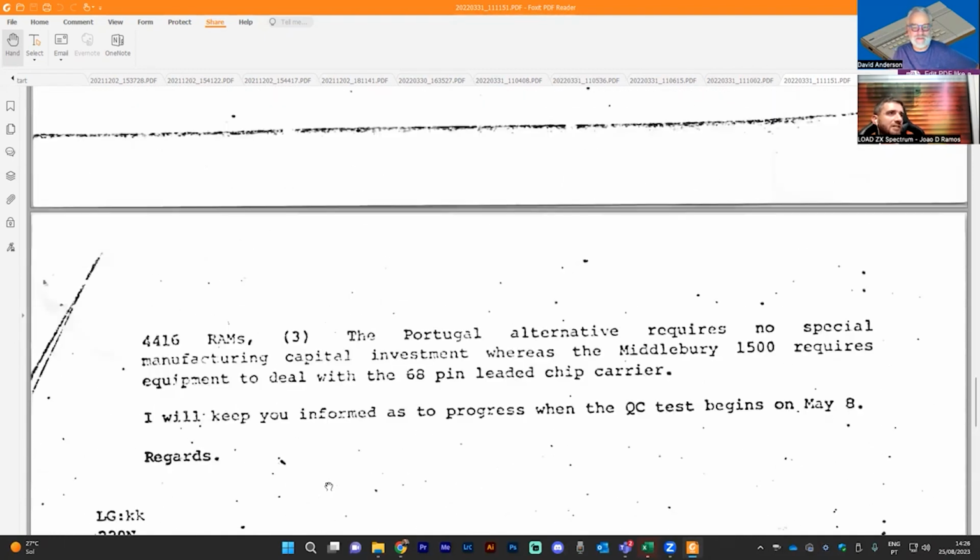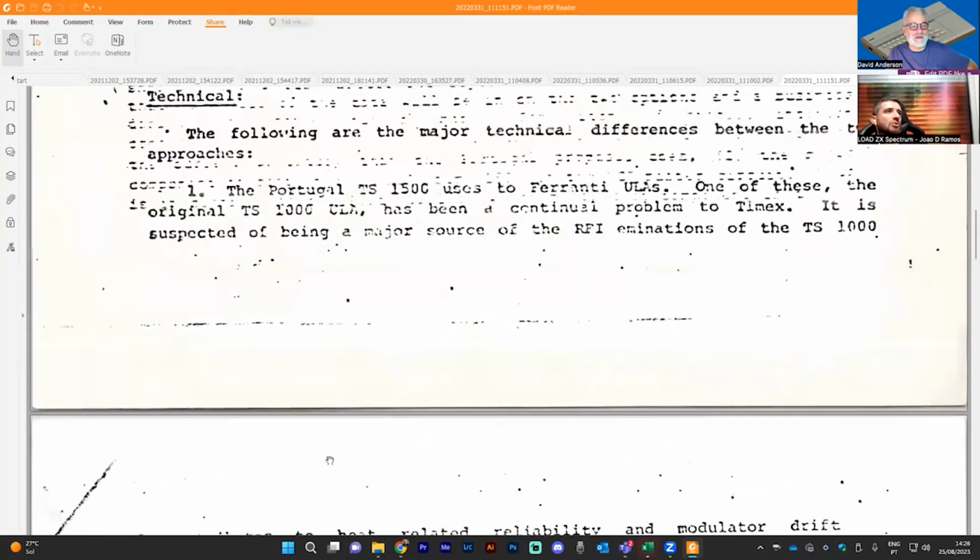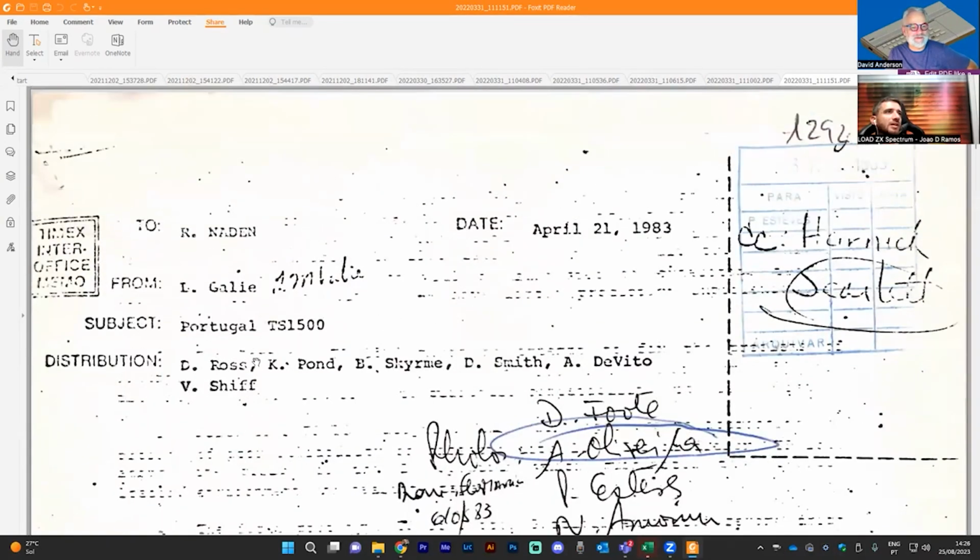Interesting. Gaily. So we're going to start QC a week before we announce that this thing's going to be available. Gaily to Ross Nathan, yes.